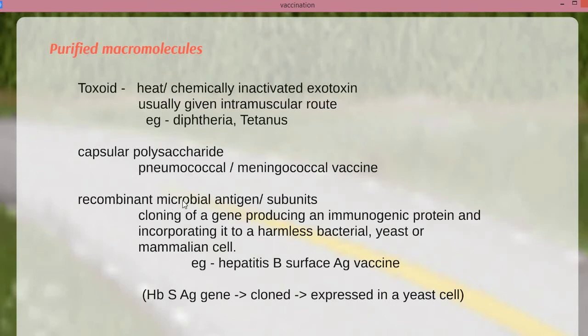Then recombinant microbial antigens or subunits, they are formed by cloning a gene producing an immunogenic protein and incorporating it into a harmless bacteria, yeast or mammalian cell. For example, hepatitis B surface antigen. So the hepatitis B surface antigen gene is cloned and it is expressed in a harmless yeast cell.